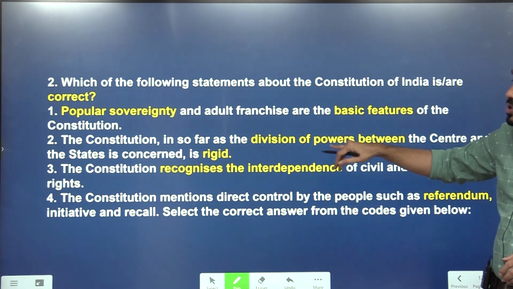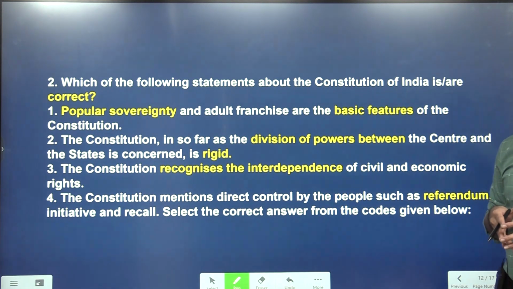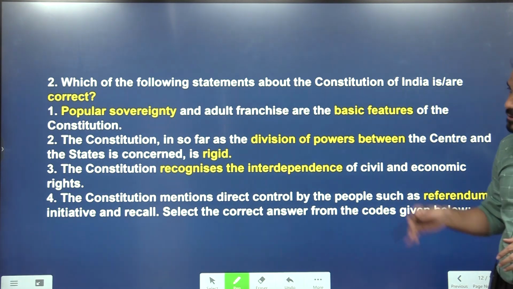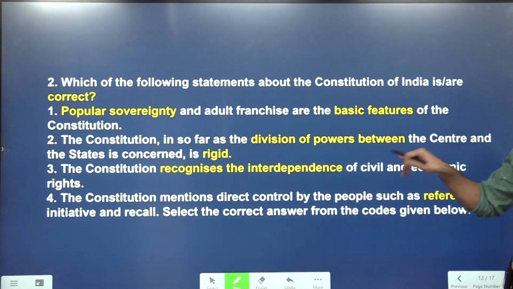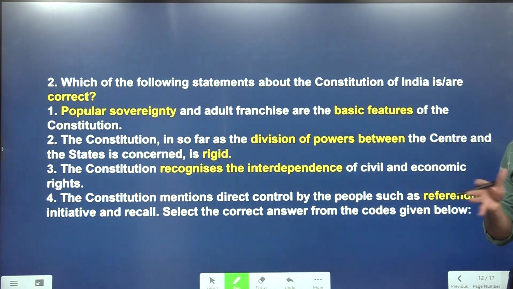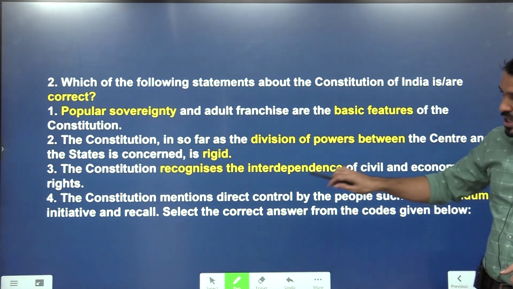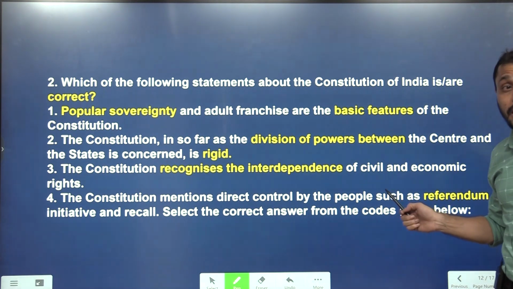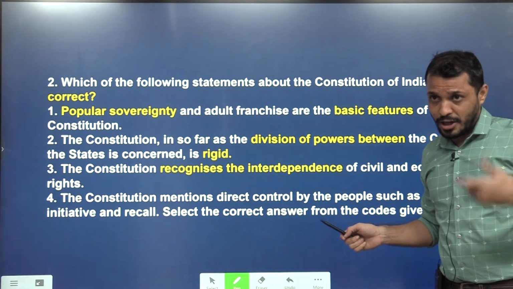Second statement: the Constitution, in so far as the division of powers between the Center and the states is concerned, is rigid. Third: the Constitution recognizes the interdependency of civil and economic rights. Civil rights and economic rights are interdependent; this is what the Constitution is saying. Fourth: the Constitution mentions direct control by the people, such as referendum, initiative and recall. The Constitution is mentioning the direct democracy process. You know the meaning of direct democracy, where people are directly involved.